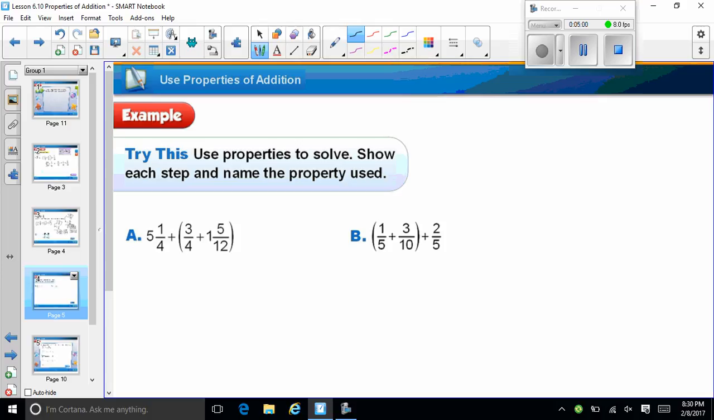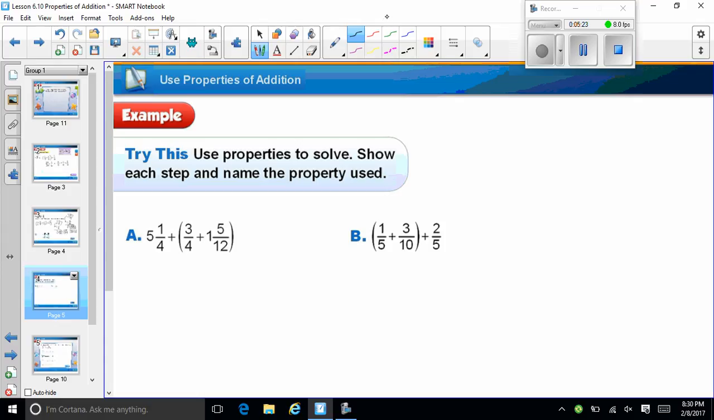What we're going to do is two sample problems, and I want you to go ahead and copy these down. This is not your test prep question, but I do want to see both A and B copied and solved. Try using the different properties to solve these problems. Once you've solved A and B, go ahead and hit play.